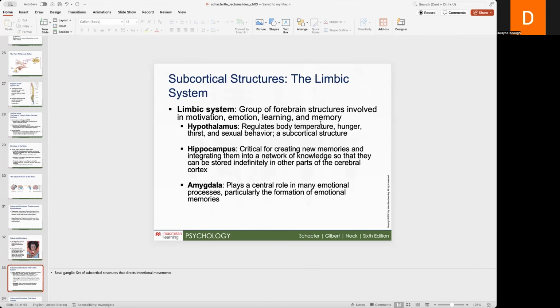The limbic system is a group really of structures that are involved in our motivation, our emotion, and our ability to learn and critically remember. The hypothalamus, we talked about, regulates body temperature, hunger, thirst, or sexual behavior. The hippocampus is absolutely critical for the formation of new explicit, think of it as conscious awareness, memories that can integrate them into a network of knowledge so that they can be stored definitely in other parts of the cerebral cortex.